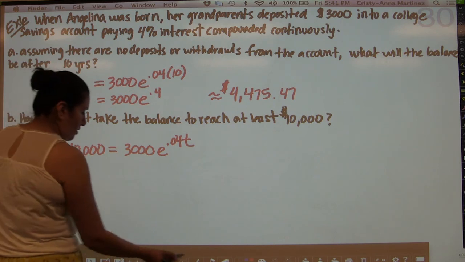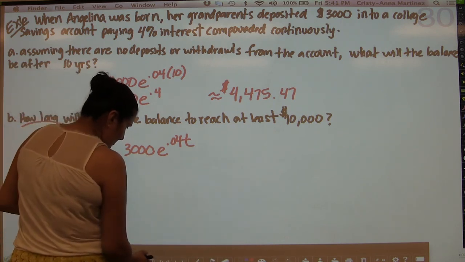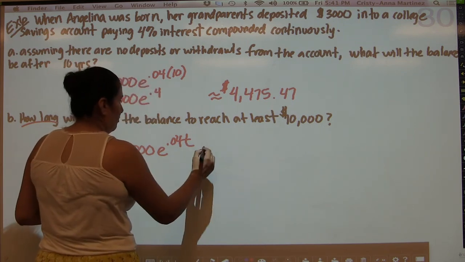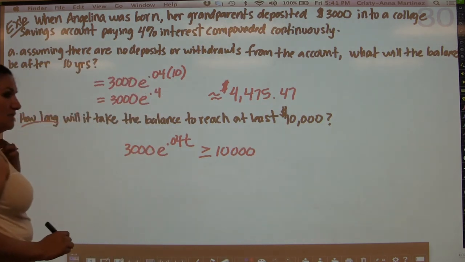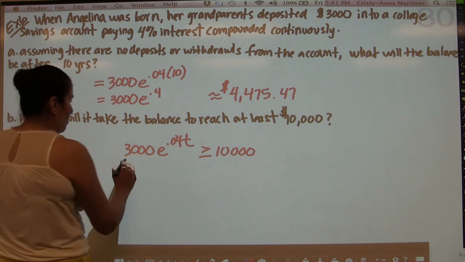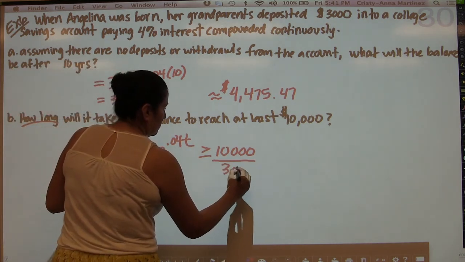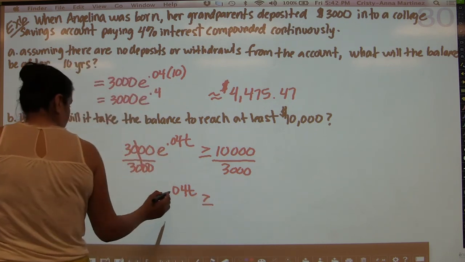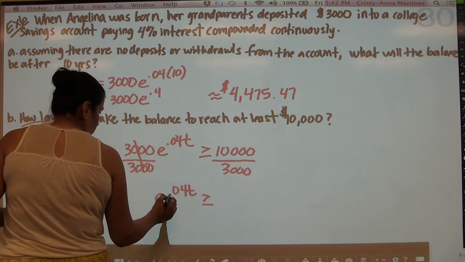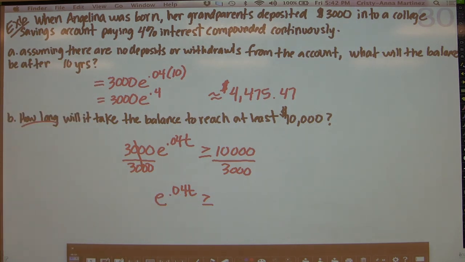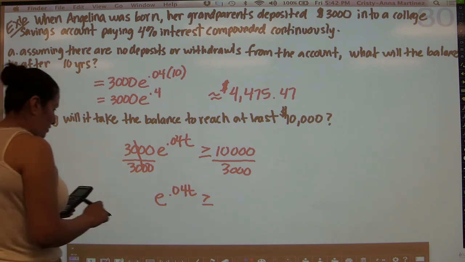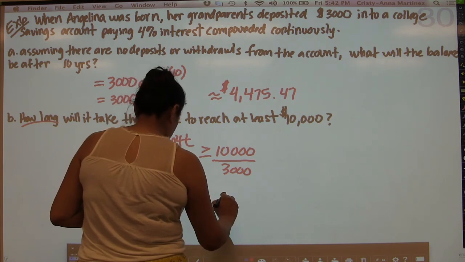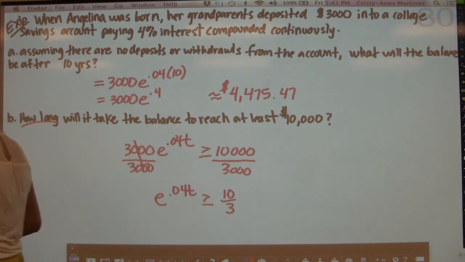So where we have this equal sign here, it might make more sense to write it like this. At least means that this amount needs to be greater than or equal to 10,000. So now we're going to solve by dividing by 3,000 first, and that's nice because it gets rid of a lot of the zeros. So E to the 0.04T. On my calculator, 10,000 divided by 3,000 gives 3.333 repeating, so that's 10/3. We'll just leave it as a fraction and round it later.